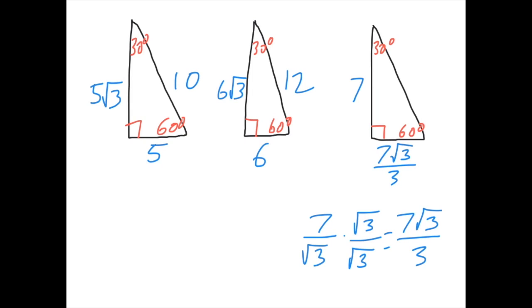Now, to get from the short leg to the hypotenuse, we multiply by 2. It's not that bad. It's just multiplying by 2, so you multiply the top by 2. So, it becomes 14 square root of 3 over 3. All we did was multiply the 7 by 2, and that's all you have to do. So, that's it for 30, 60, 90 triangles. Let's jump to the other kind of special right triangle.